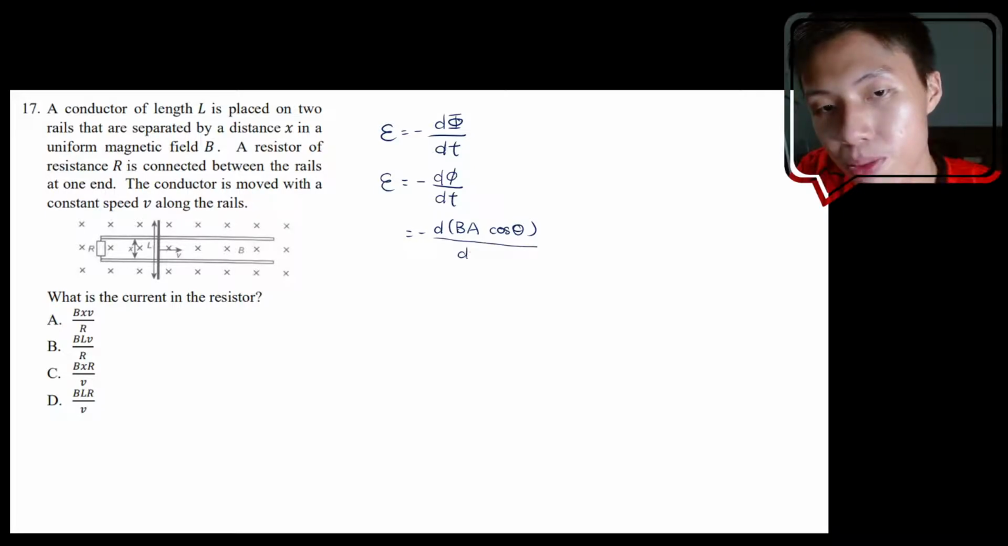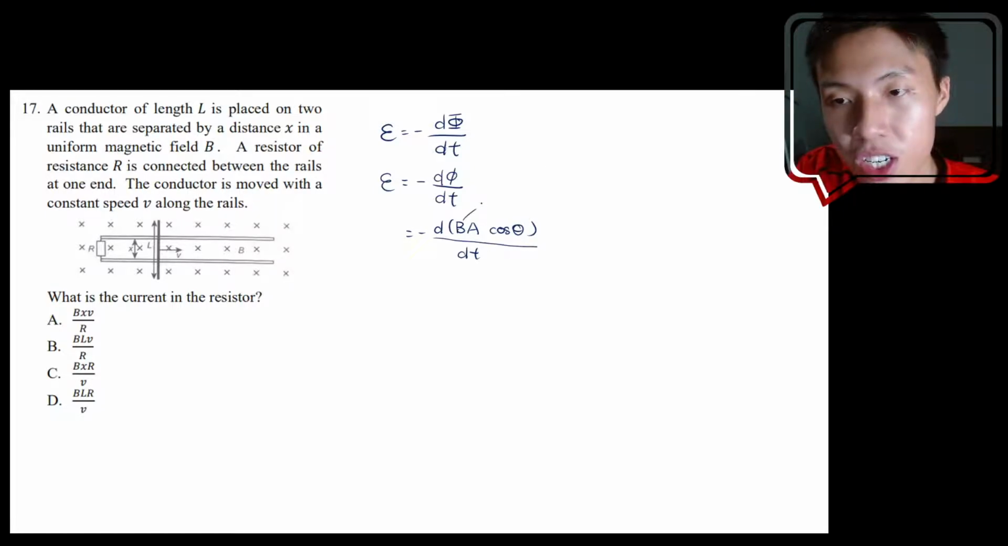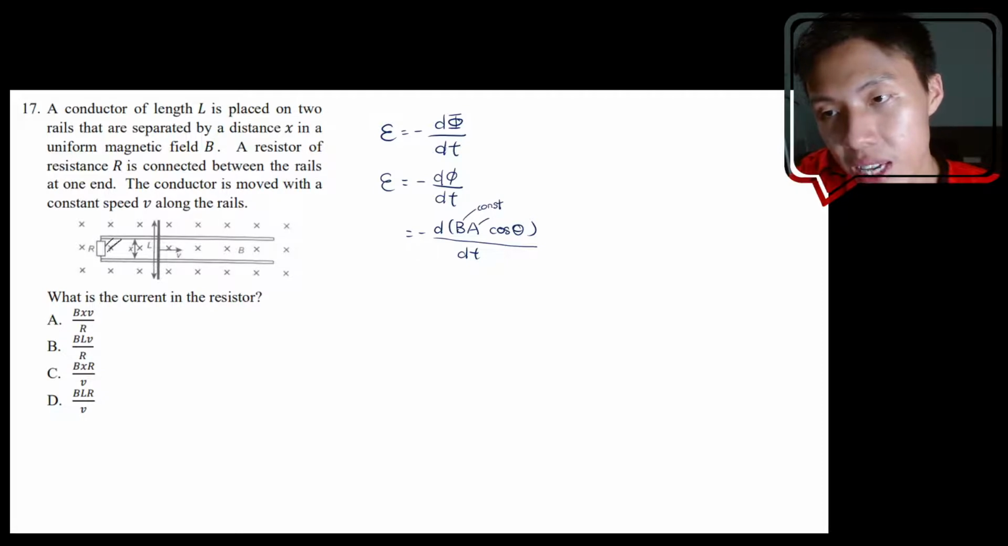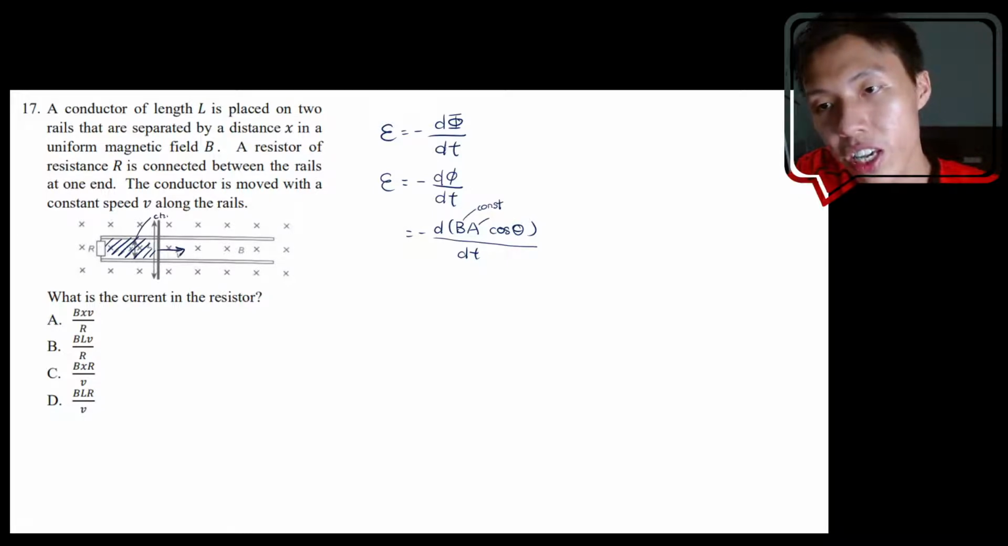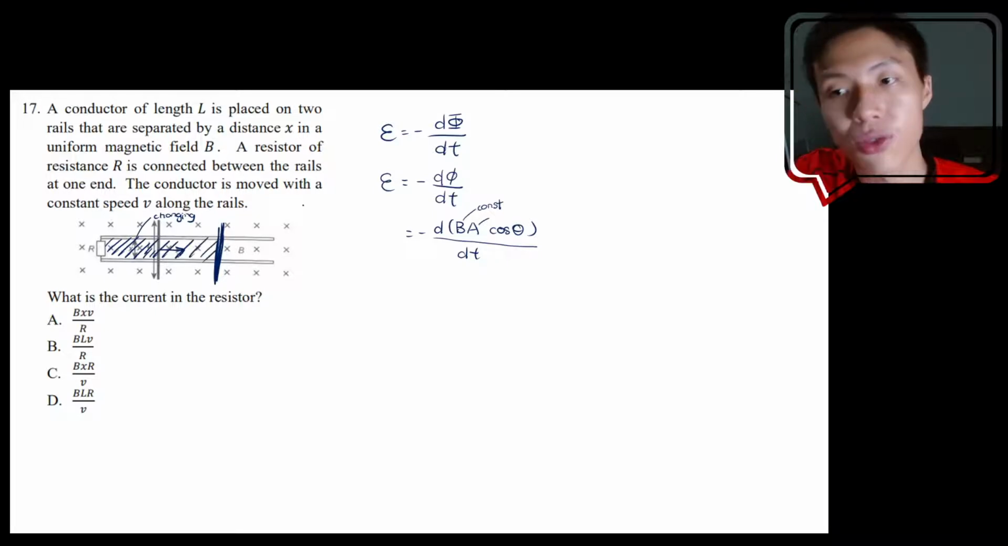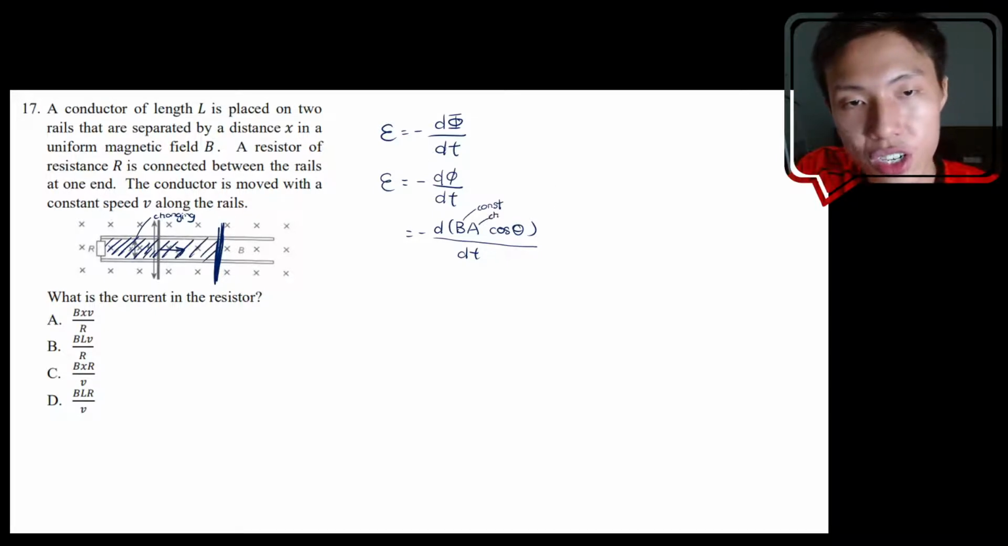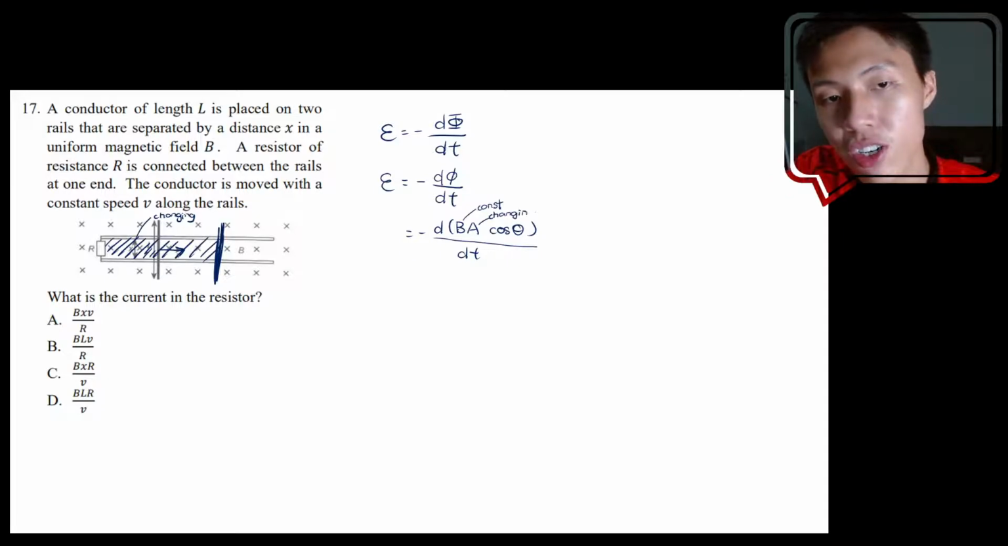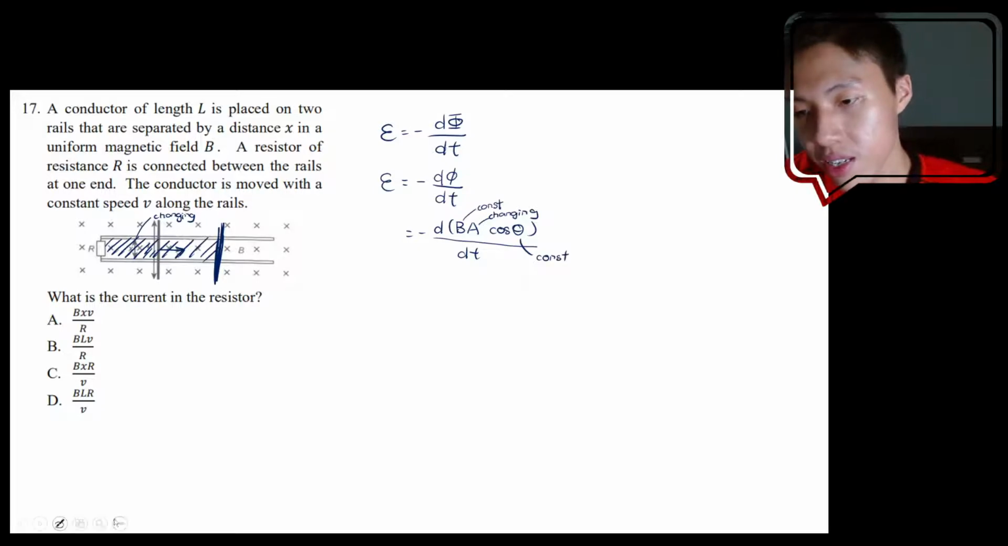This is just the definition of magnetic flux. But in this case, you are not changing the magnetic field, you are not making it stronger or weaker, so B is constant. The area here is the area enclosed by the conductor. If you move it to the right, the area will be changing. If you move your conductor to here, then the area will become larger. So A is changing, and you have to leave it inside the differentiation bracket. The orientation is not changing, so it's constant. You're not rotating anything.